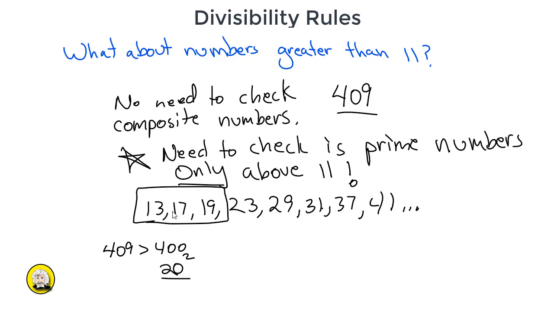So if I run a check on 13, 17, and 19, unfortunately in that case I'll still find none of them work, and I will realize that 409 is a prime number, but at that point I can say with 100% certainty that that is the case.